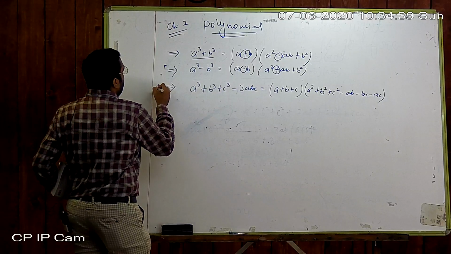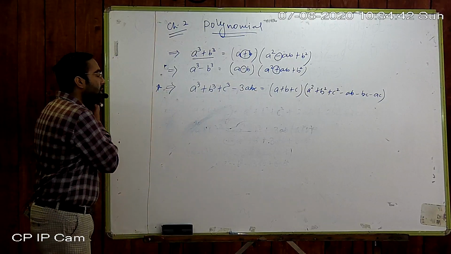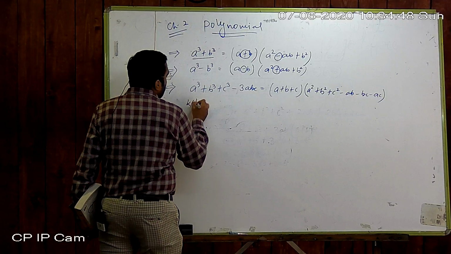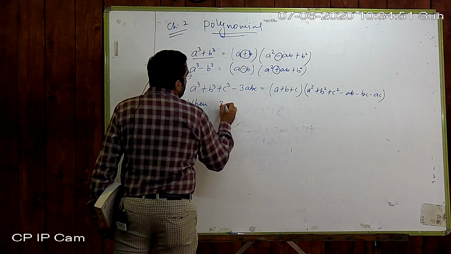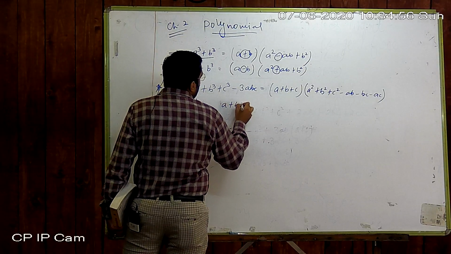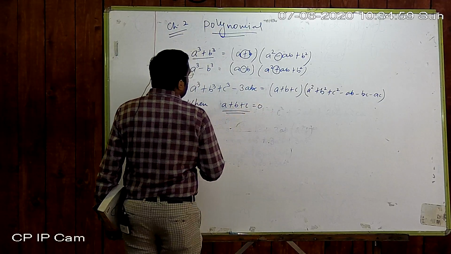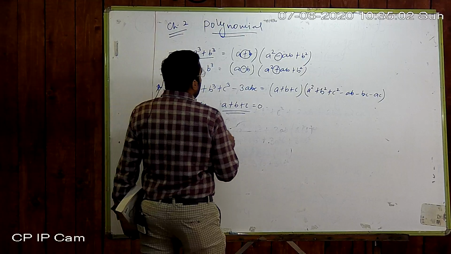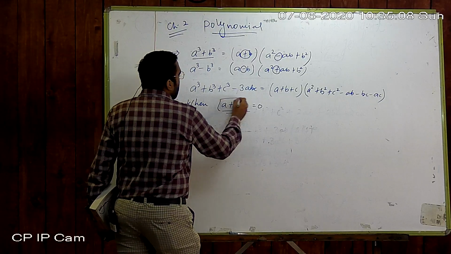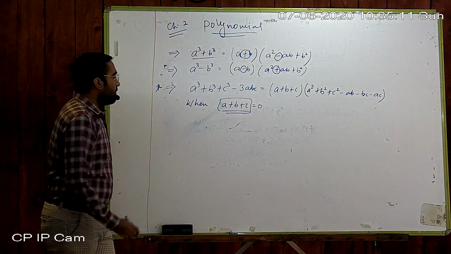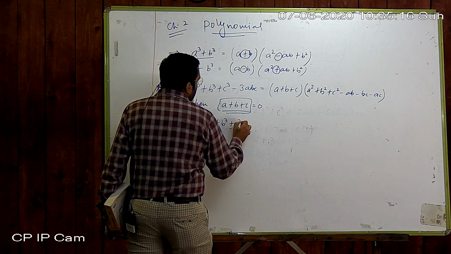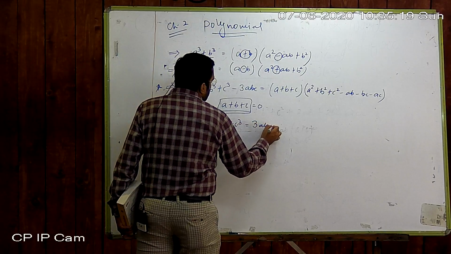This formula is important for the 1 mark questions, and from the exam point of view they ask: when a plus b plus c is equal to 0, then what is the value of a cube plus b cube plus c cube minus 3abc? When you consider a plus b plus c as 0, then your formula will be converted to a cube plus b cube plus c cube is equal to 3abc.